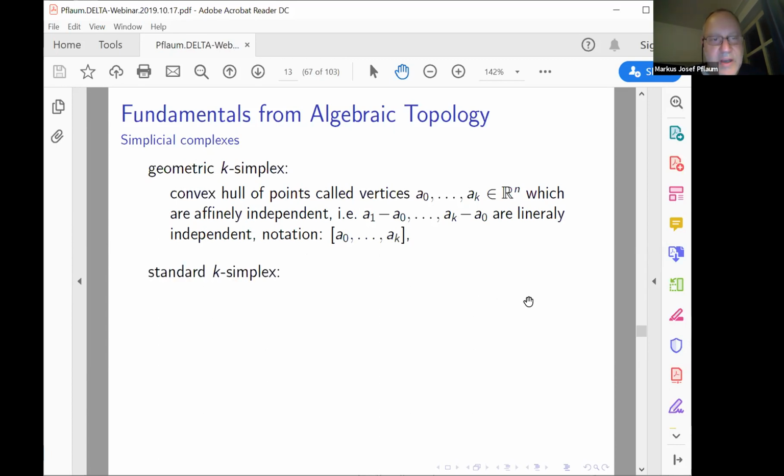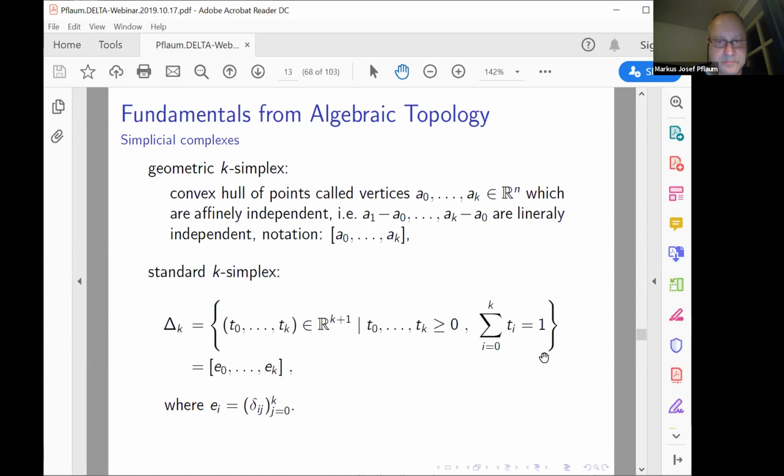Then there's the standard k-simplex. That's Delta k in R^(k+1). It consists of all k plus 1 tuples t0 up to tk, such that each component is greater than or equal to 0, and the sum of them is 1. This is either denoted Delta k or, in the notation above, [e0, ..., ek]. And what is ei? That's just the standard basis of R^(k+1). It has 1 at the i-th spot and 0 elsewhere.